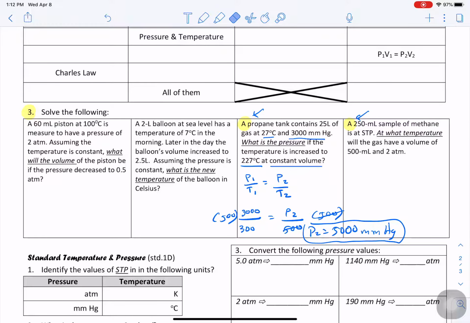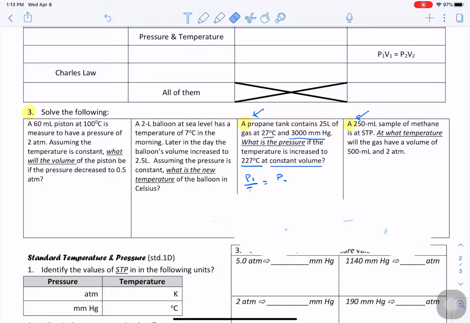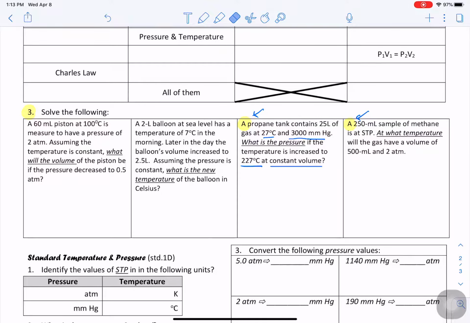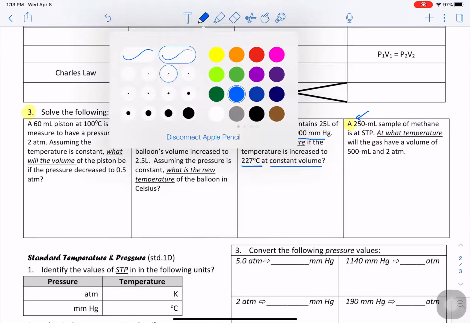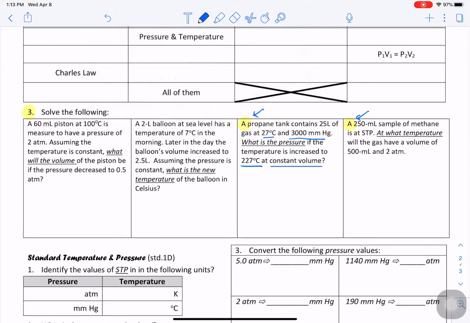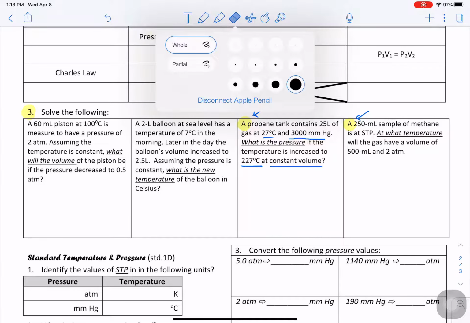I'll let you guys take a look at that, and I'm going to erase it. I'm just erasing it because I probably need more room on this question. I can just keep it in the same color, that's fine, but I want to change the eraser. There we go.